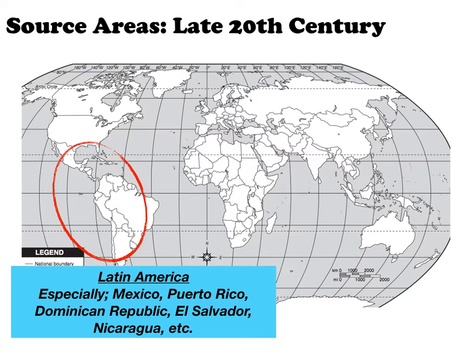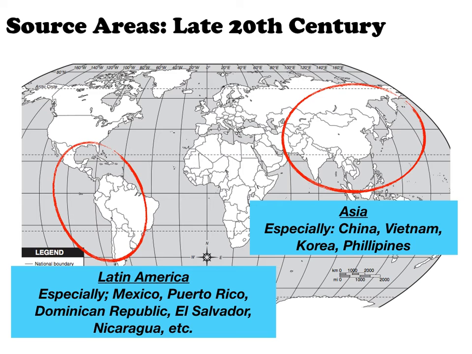The second region that we're going to look at is Asia. So especially the countries of China, Vietnam, Korea, and the Philippines. These are major contributors to migration in the United States in the 1980s and 90s. So we'll look at push factors first. The first push factors that we're going to look at are political.